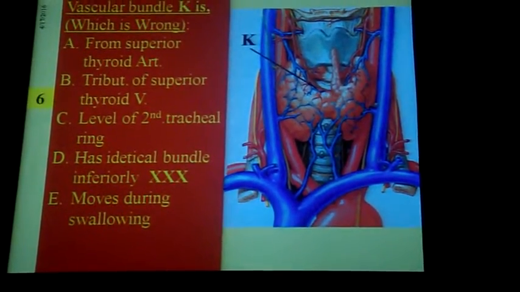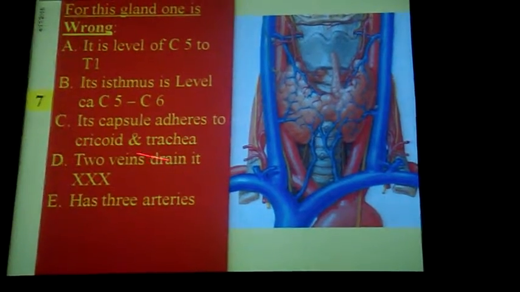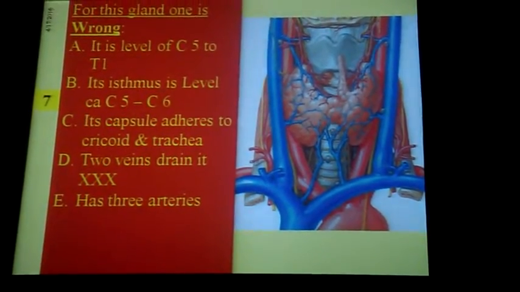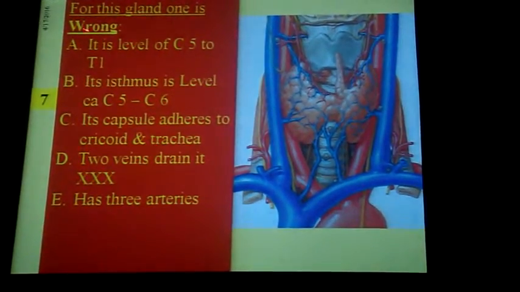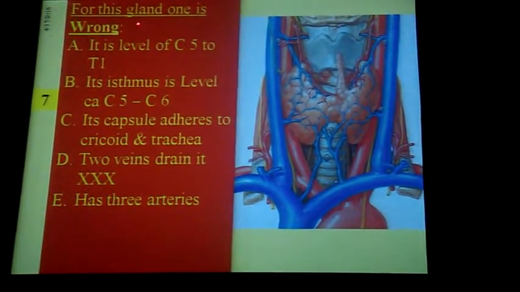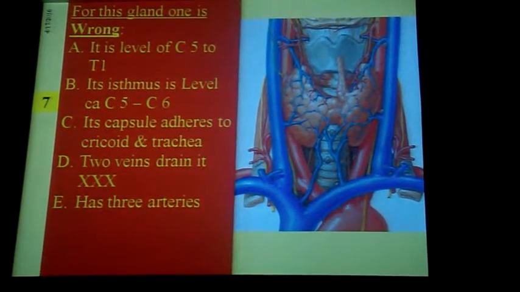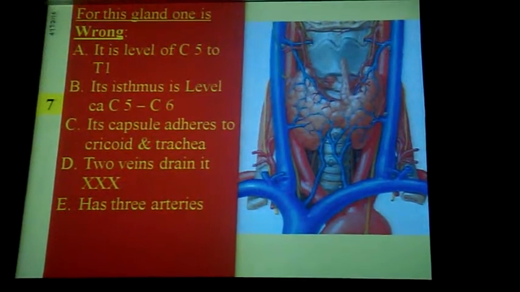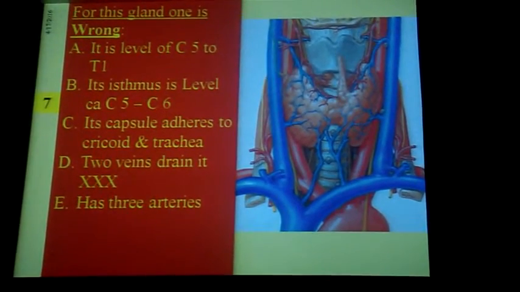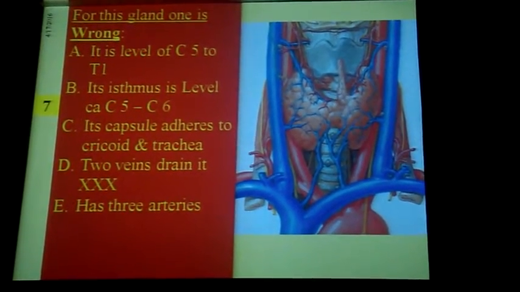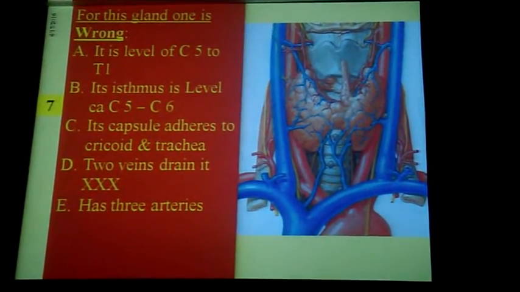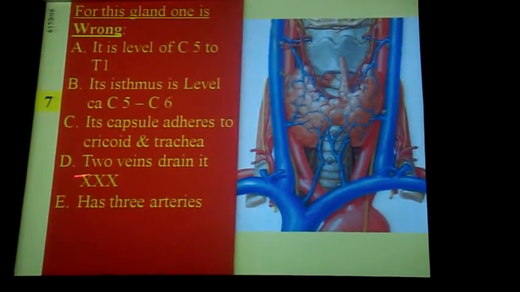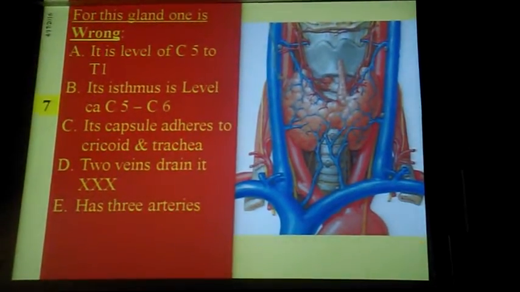Next one, please. Now, the same area here, and we also have a number of questions, and we see. It says that from this gland one is wrong. For this gland one is wrong. This gland, let's see what is the thing that is wrong. First thing, the thing that brings our attention very easily is this.